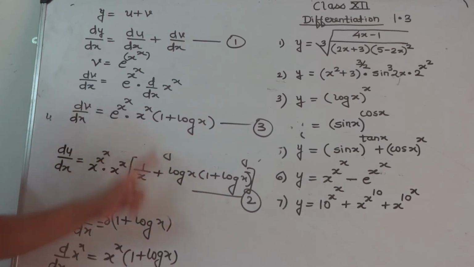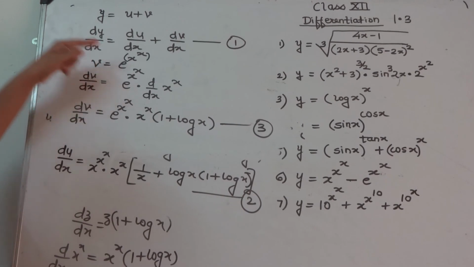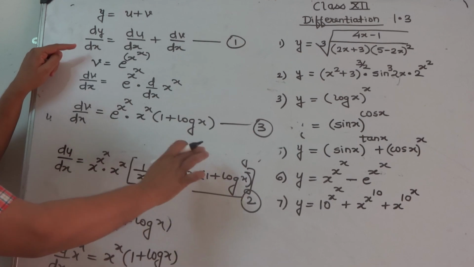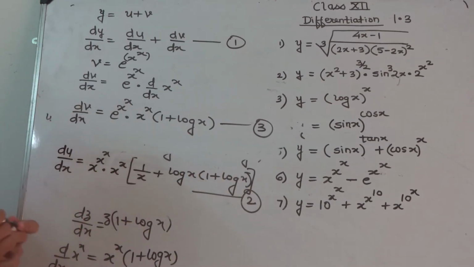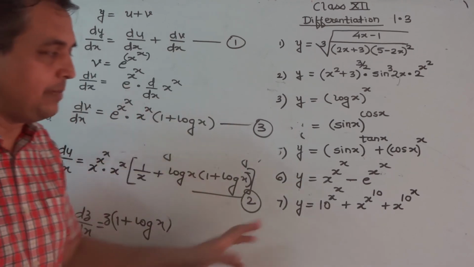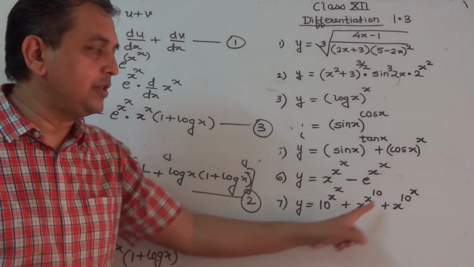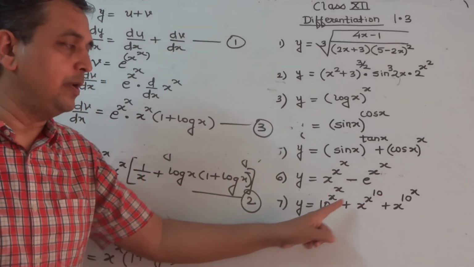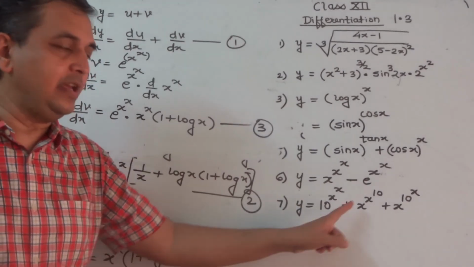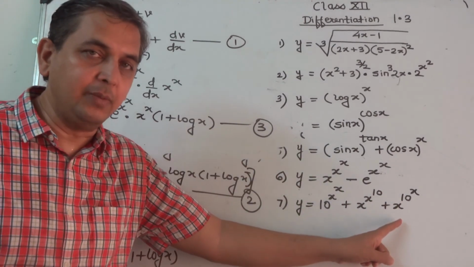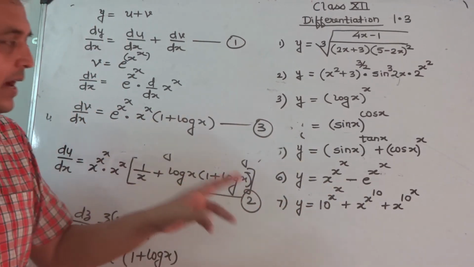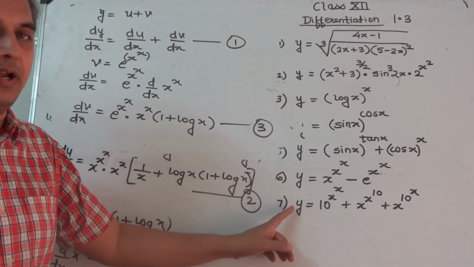We use both these values in 1, and so the final answer is dy by dx equal to this complete term plus this complete term. Is this clear? Now students, the last question, I leave it for you. It is of the same type as this. There are 3 functions, so we have to write u plus v plus w. dy by dx equal to du by dx plus dv by dx plus dw by dx. Solve these 3 separately and then add their derivatives to get dy by dx.